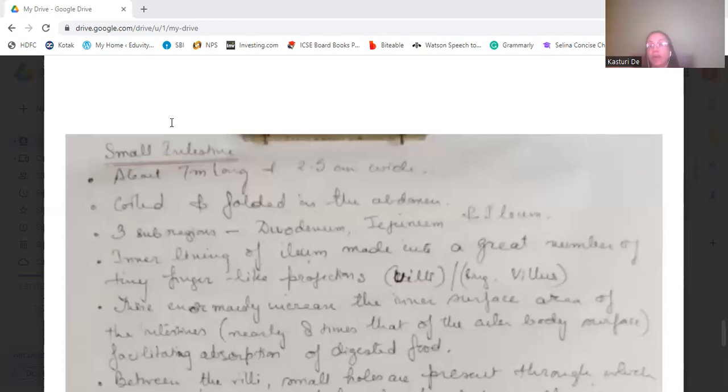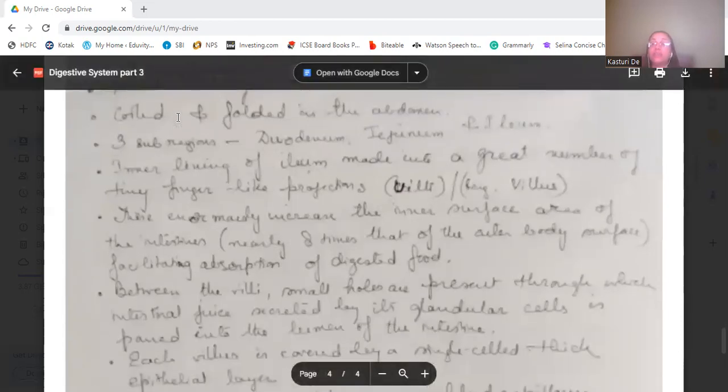The first part is the duodenum, the middle part is the jejunum, and the third part is the ileum. The ileum is the main absorption center of the small intestine. The inner lining of the ileum has many tiny finger-like projections, which are known as villi, or singular, villus. These finger-like projections increase the surface area of the ileum greatly, which is why the main absorption takes place in the small intestine. This enormously increases the inner surface area of the intestine to nearly 8 times that of the outer body surface, which facilitates absorption of the digested food.